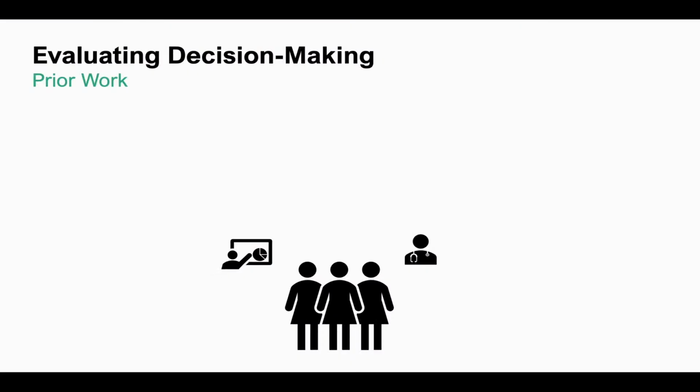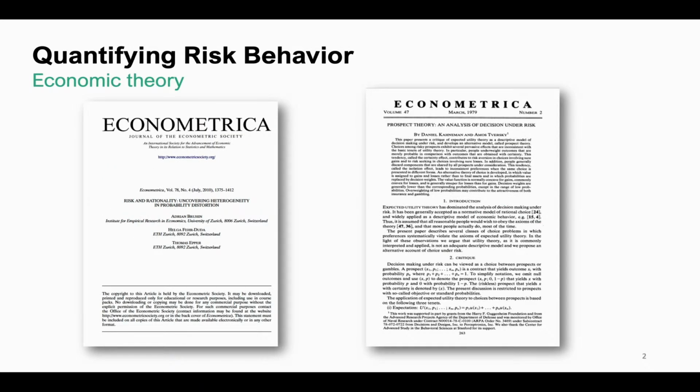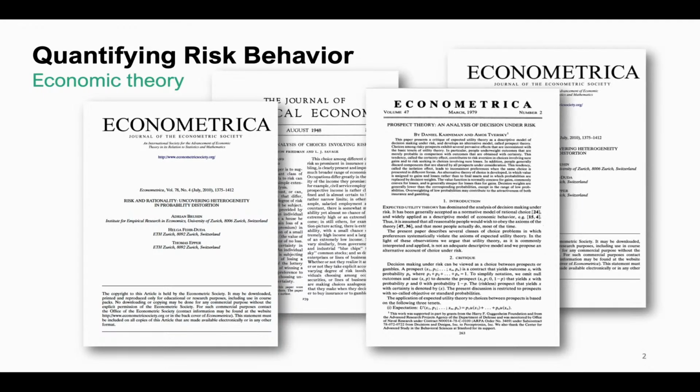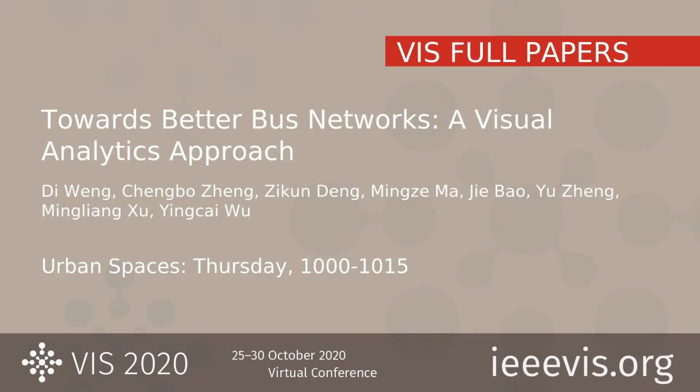Although prior work has examined how visualization impacts decision-making, there is no concrete method for quantifying and comparing the impact of different encodings on decisions. We rethink how we evaluate decision-making with visualizations by leveraging work from economic theory. We present the results of a large-scale lottery game that evaluates the impact of 5 different visualization designs on risk behavior and decision-making.